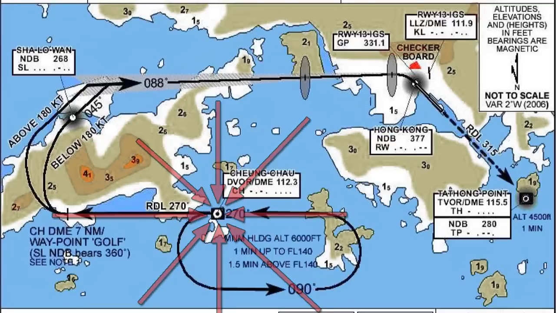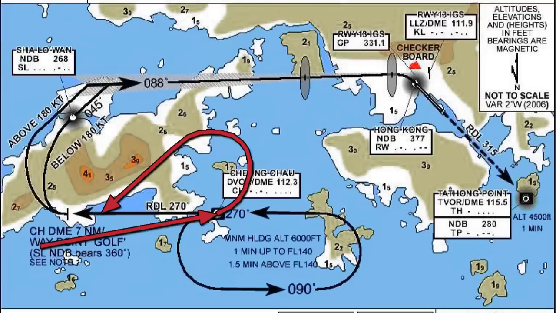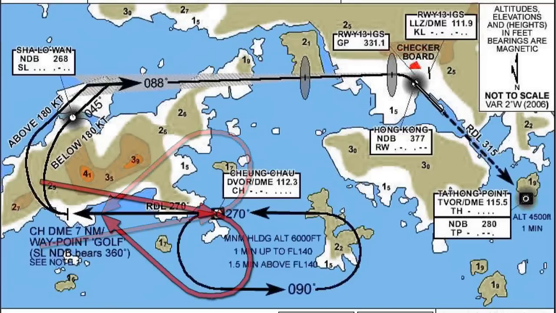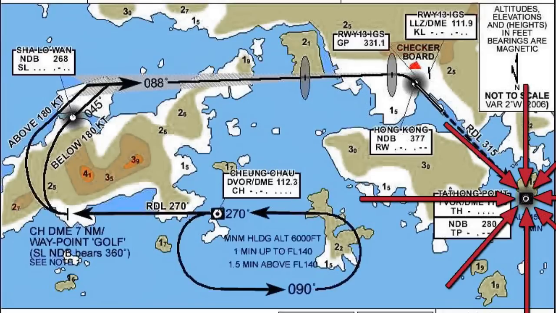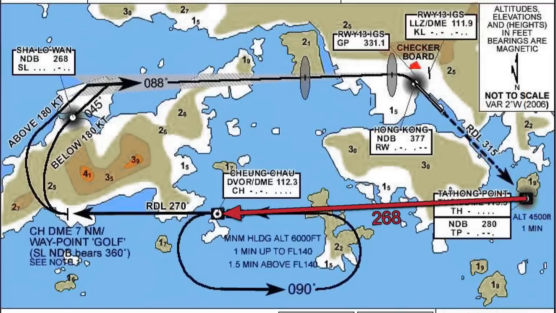The reason is that we only have 7 miles to get ourselves on that 270 radial from Cheung Chau VOR, and when you're flying 180 to 200 knots approach speeds, that may not be enough space to put us on a radial of 270, especially if we're coming from sharp angles. So we'll fly to Tathong VOR, intercept a radial of 268 to the Cheung Chau VOR, and then from Cheung Chau VOR, we'll begin our approach.